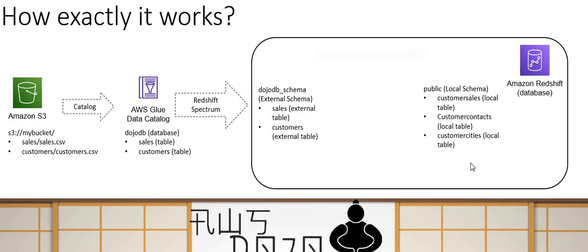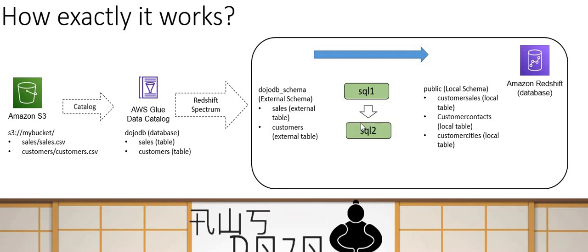In order to move data from the S3 bucket using these external tables to the local tables, since an external table is not storing any data, you perform certain SQL statements. I run one SQL statement which populates customer sales. Then I run a second SQL statement which populates customer contacts. And then a third SQL statement which populates customer cities.